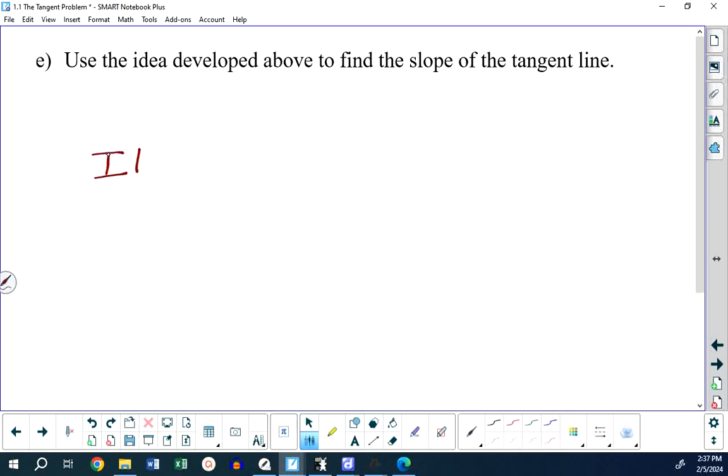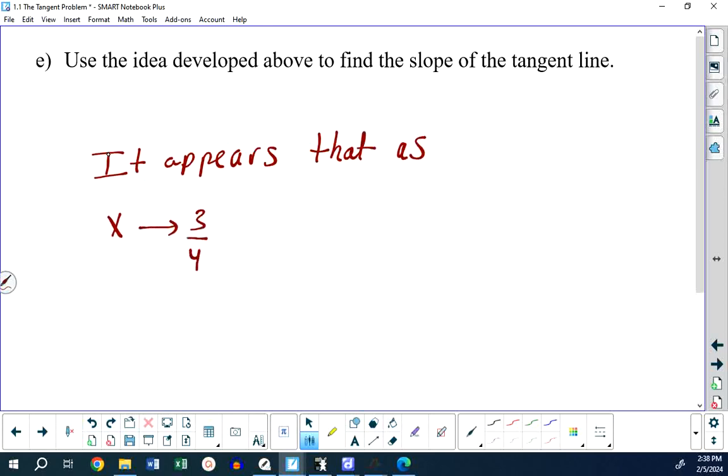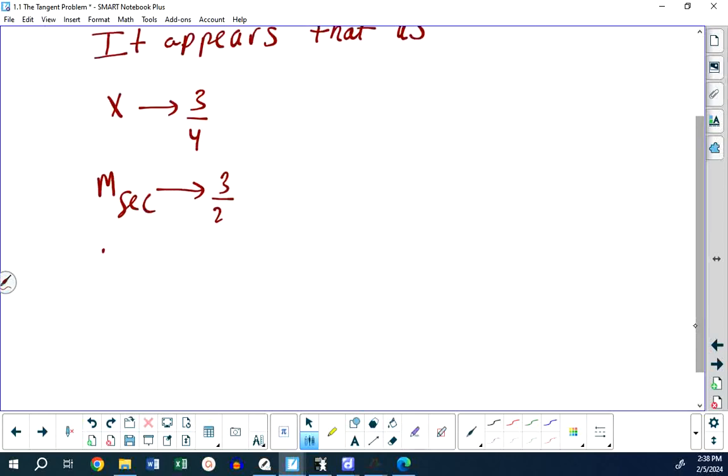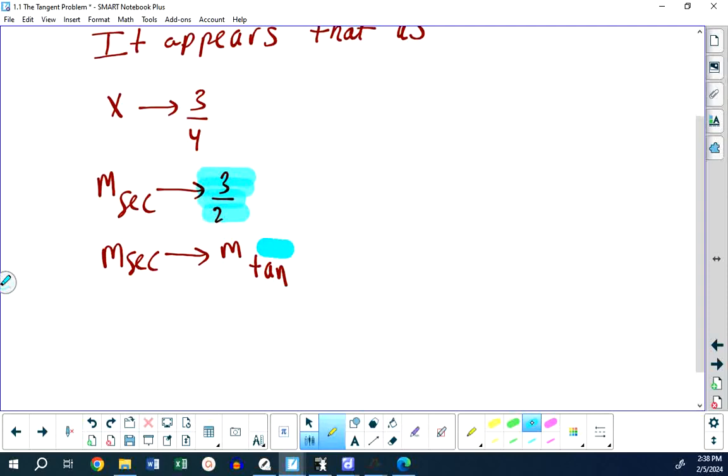I would write the answer here. It appears that as x approaches 3/4, the slope of the secant approaches 3/2, 1.5. But we know that the slope of the secant is approaching the slope of the tangent. So the conclusion is that the slope of the tangent is 3/2.